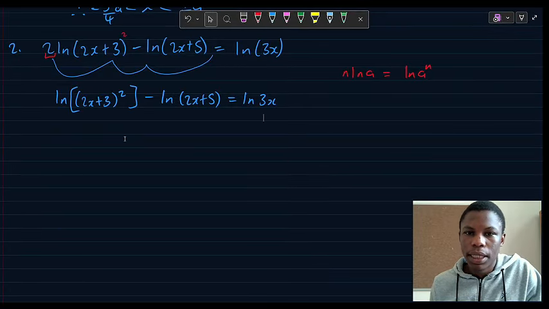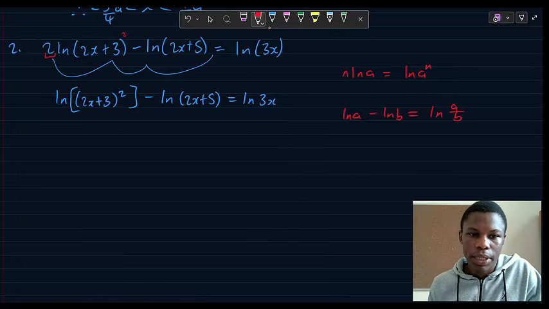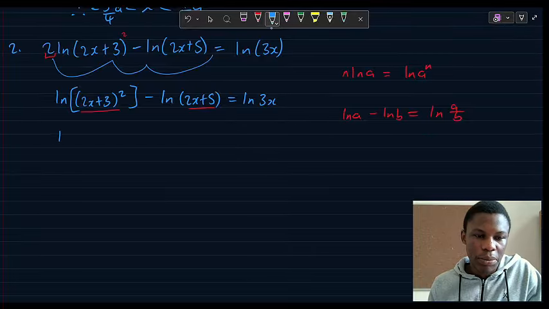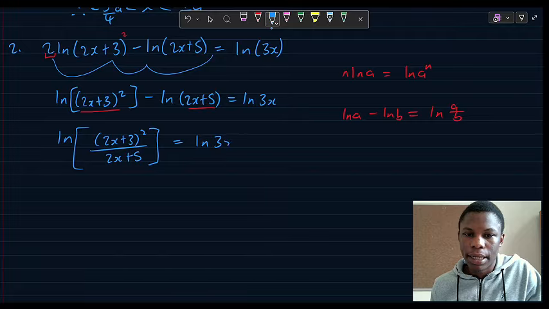Okay. And now we can use the law of logarithms that says ln a minus ln b is equal to ln a over b. So that means this is our a, this is our b. So we can combine this to ln of (2x plus 3) squared divided by 2x plus 5. And that is equal to ln 3x.